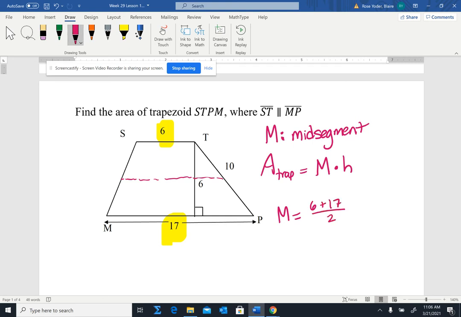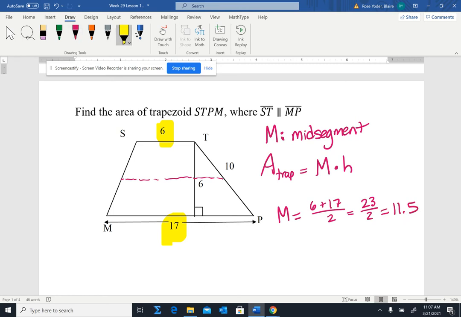and divide by 2. The one thing you have to be careful of in the calculator is you have to do this in 2 steps. It's not like when we did base times height divided by 2 and multiplication and division are just inverse operations and can be done in any order. Here you have to add first. 6 plus 17 equals 23. Then divide by 2 and you get 11.5 for your mid-segment.